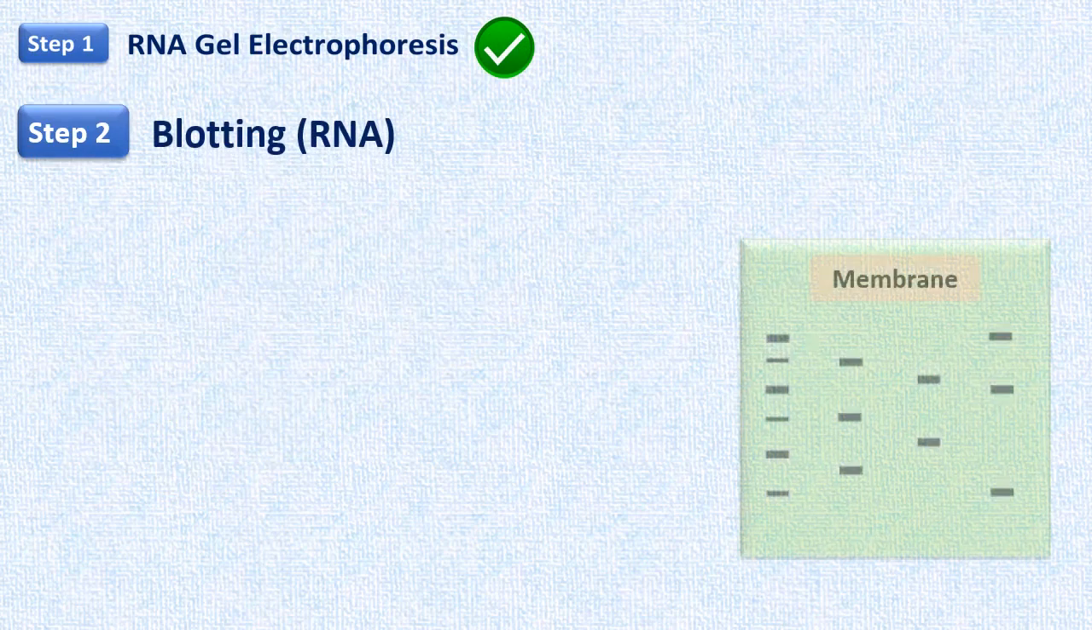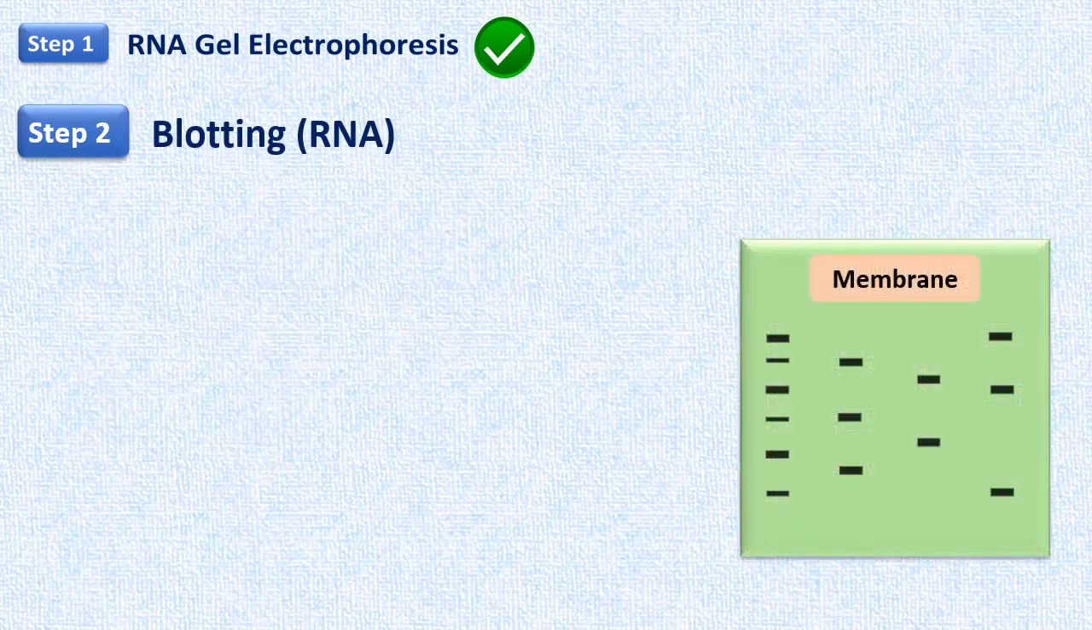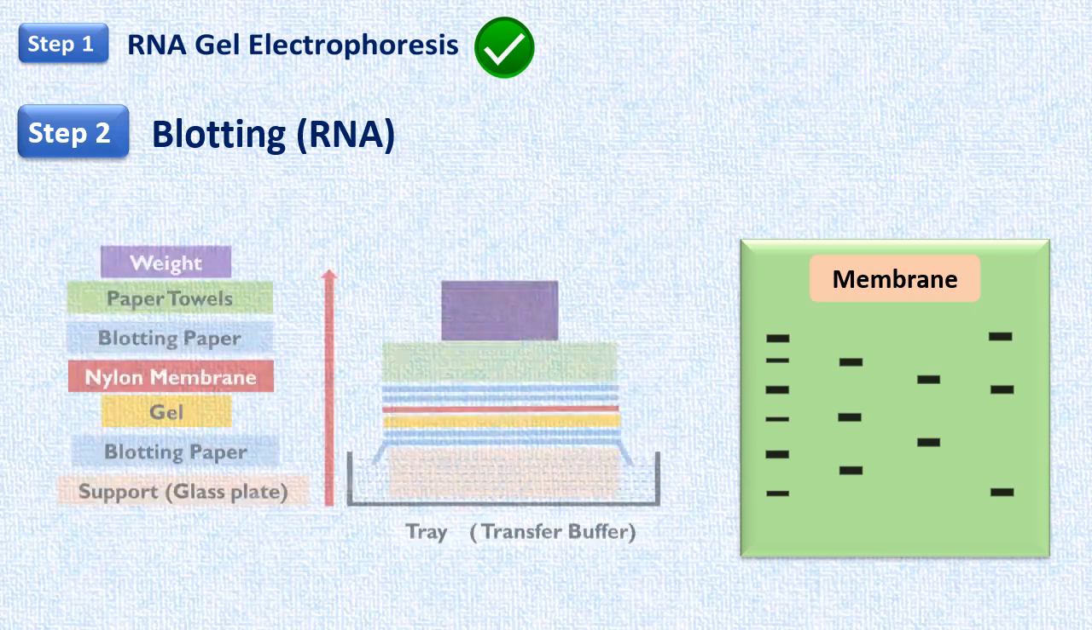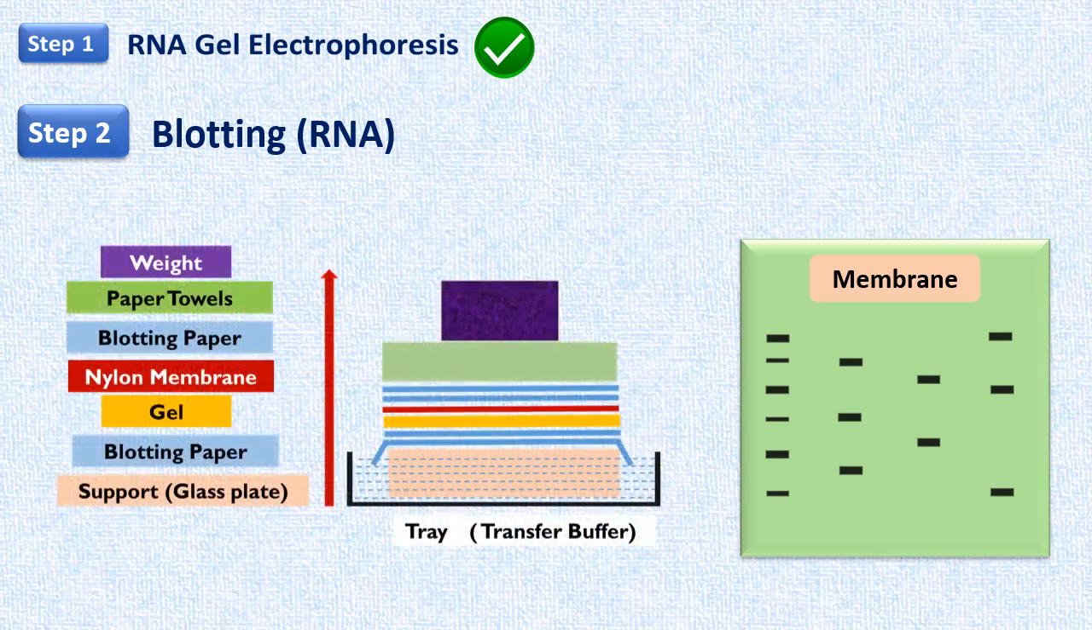The second step is blotting. The separated RNA molecules are now transferred from the gel to a suitable solid support, such as a nylon membrane. The method of transfer is similar to the traditional blotting method we discussed in Southern blotting.